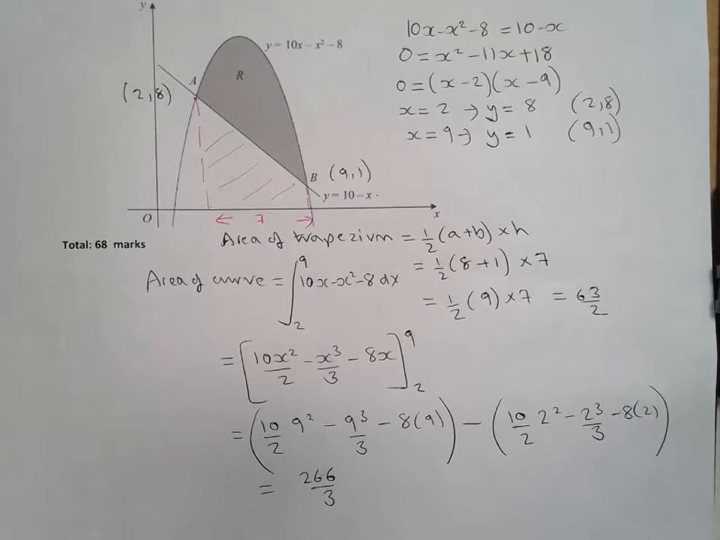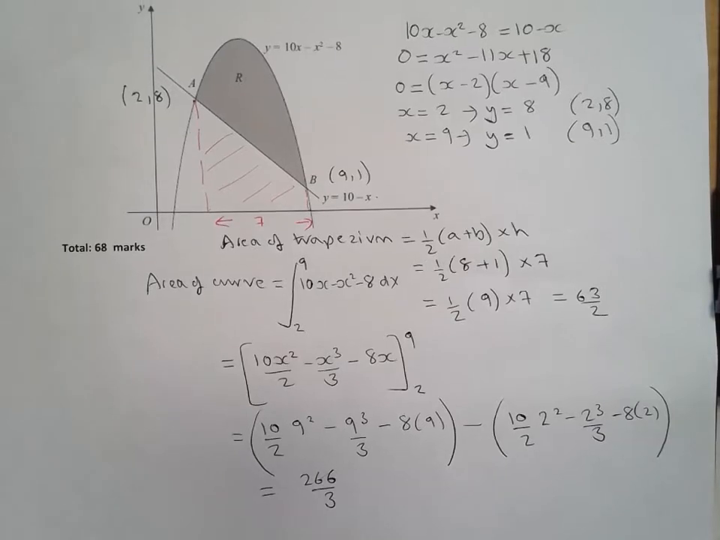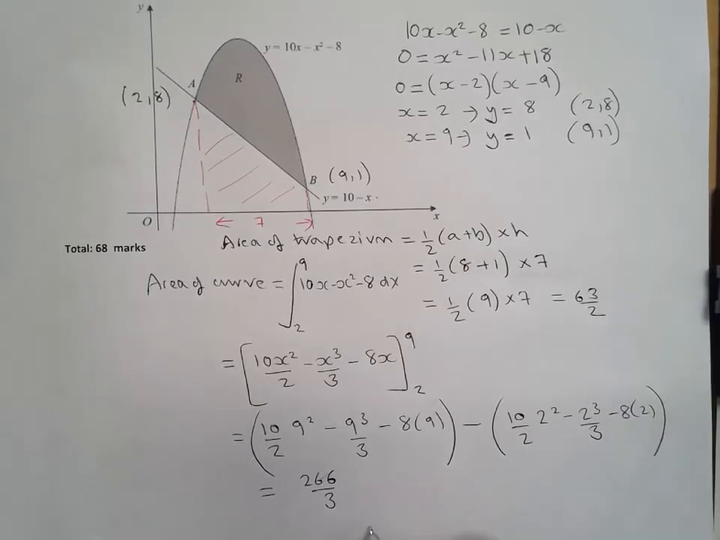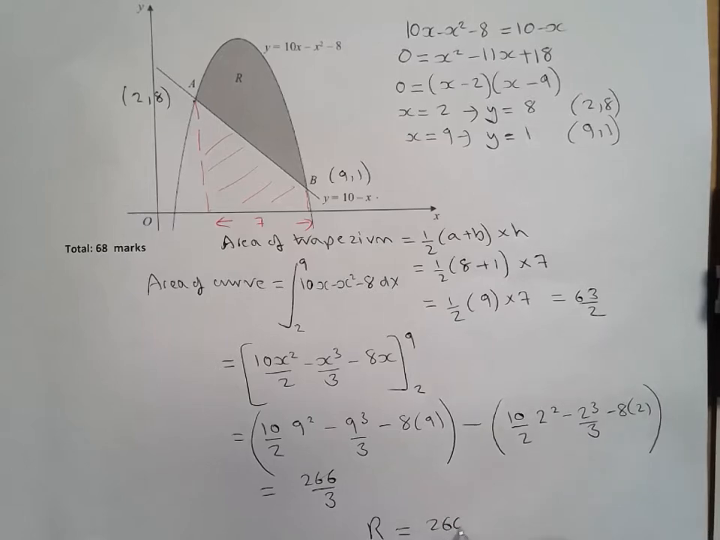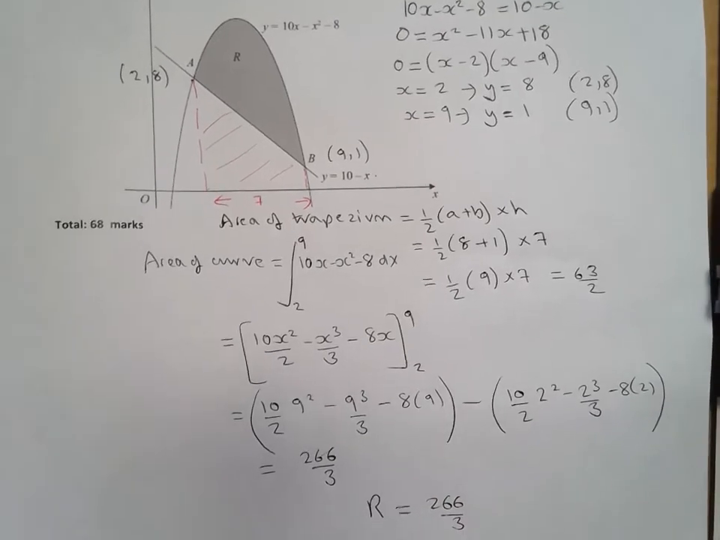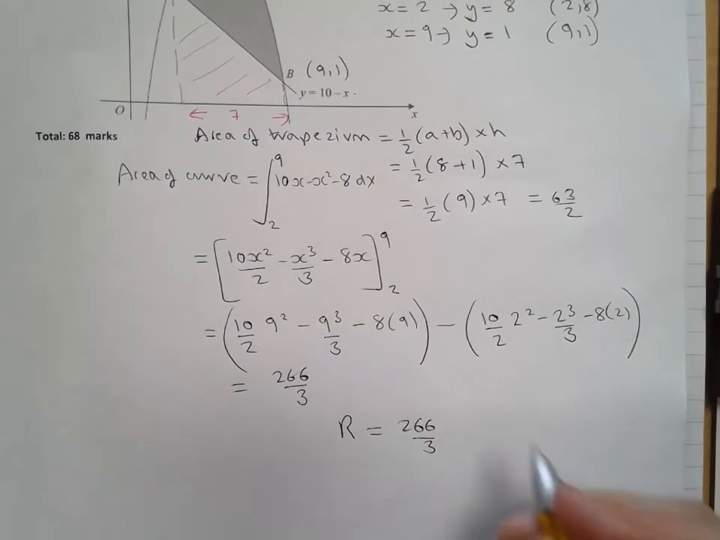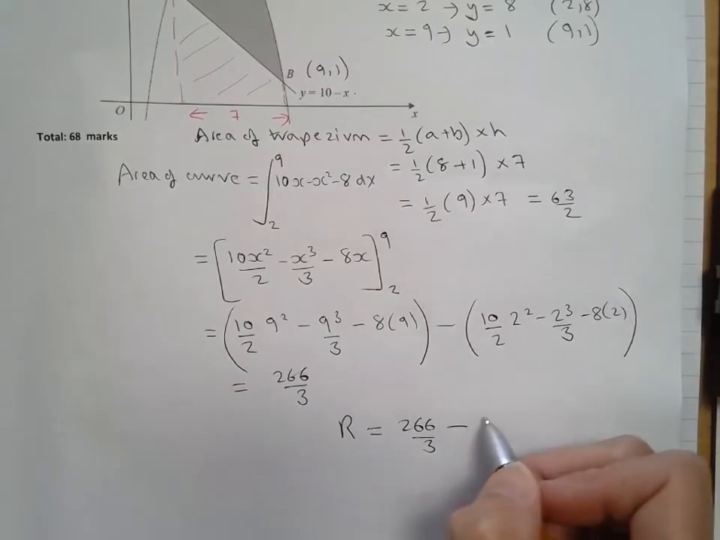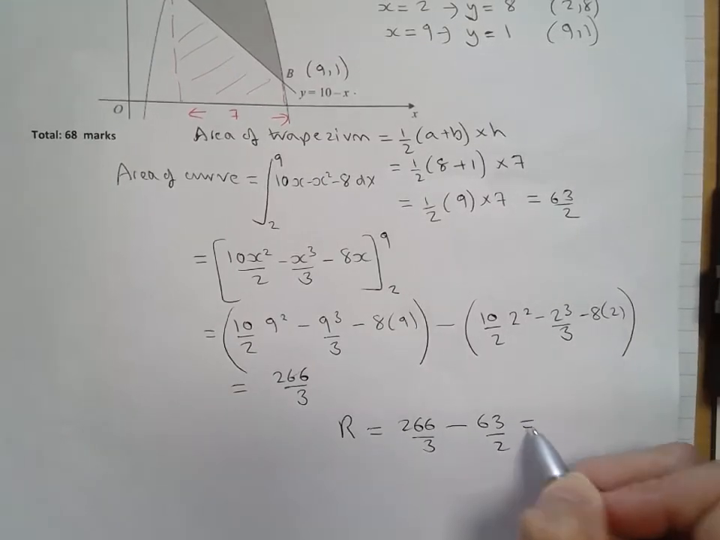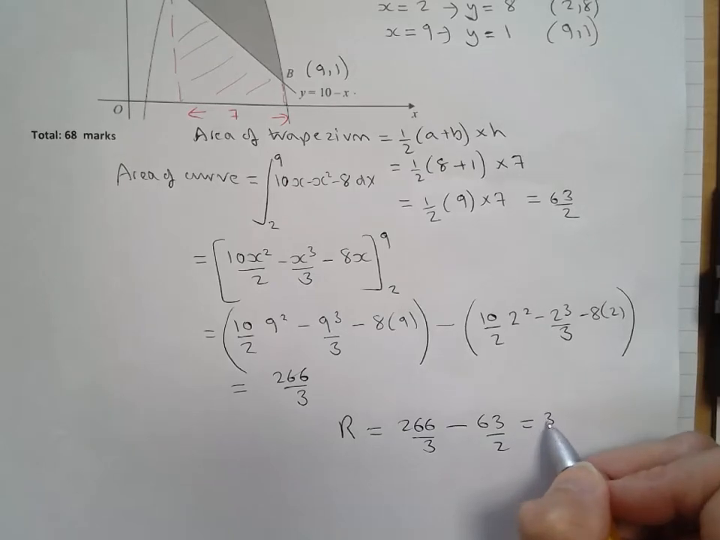So how am I going to get my full area R? I'm going to get the area under the curve, which is 266 over 3. And I'm going to subtract the area of the trapezium. So 266 over 3 minus the area of the trapezium, which is 63 over 2. And overall, that's equal to 343 over 6.